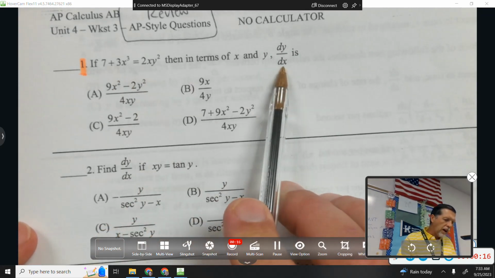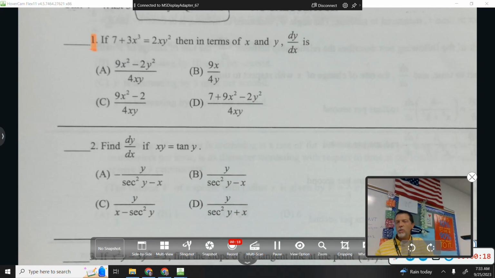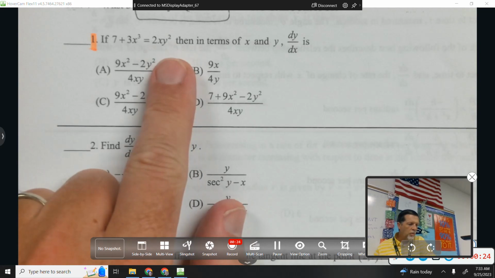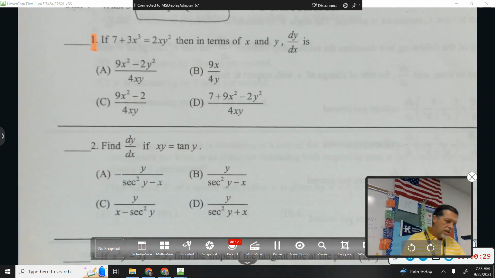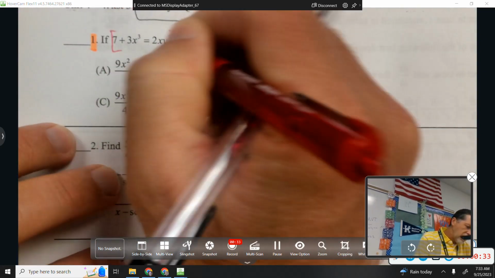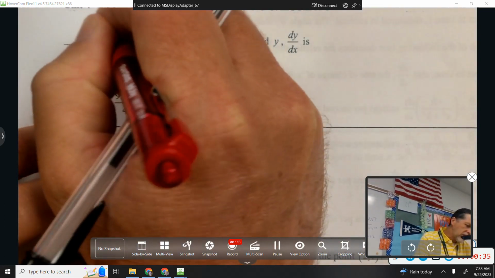Find dy dx. Okay, that's about as straightforward a question as you can get. Alright, take the derivative of all the pieces. dy dx is going to show up somewhere, and then we'll solve for dy dx. So d dx to all of that.